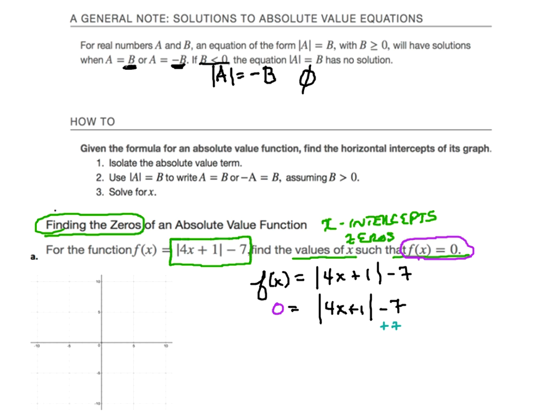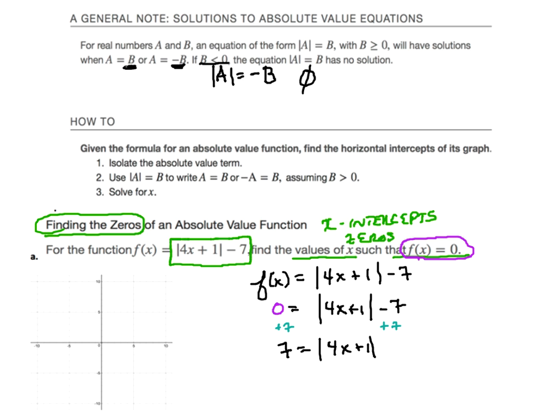Y'all know how to do this. You did this in 2.6. Add 7 to both sides. And I get that distance 7 equal to the absolute value of 4x plus 1. Okay, let me tell you what this says. This says, for what values of x can I multiply that value by 4, add 1 to it, and land a distance of 7 from the origin?